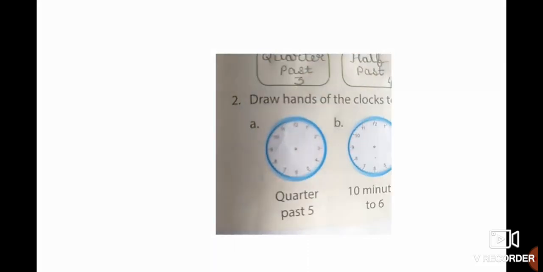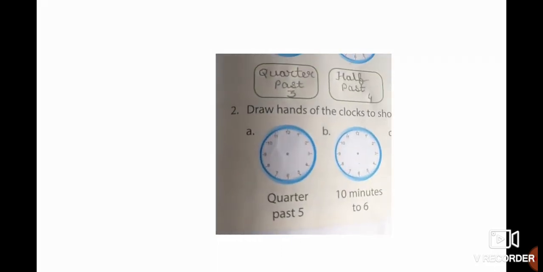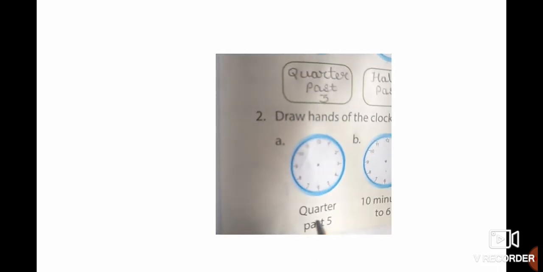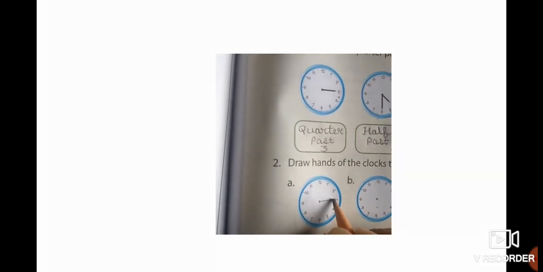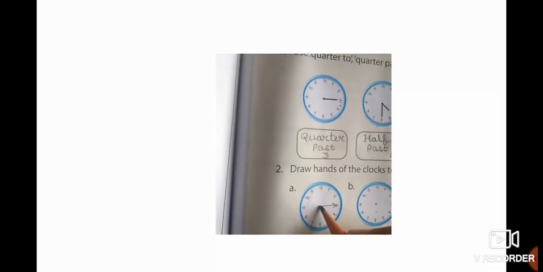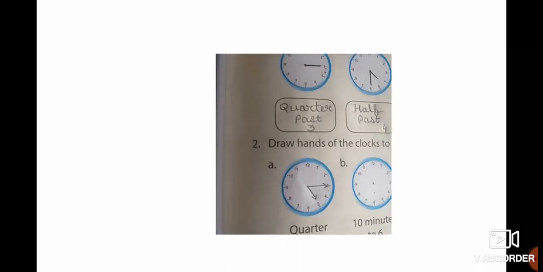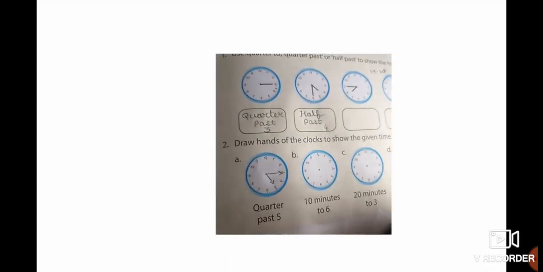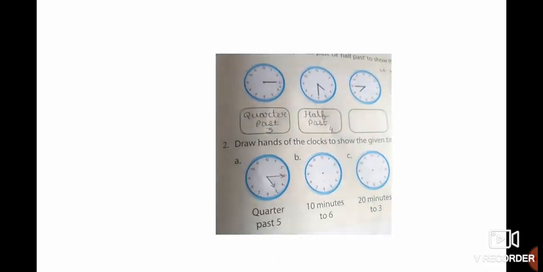So students, here we have to show quarter past 5. Quarter past 5 means that when the minute hand comes on 3, it shows quarter past. So we are first going to show the minute hand for quarter past, and now 5 means slightly after 5. Draw the hand like this. Next, students, you are going to use a pencil only to show the hands. Here you can use a pen.